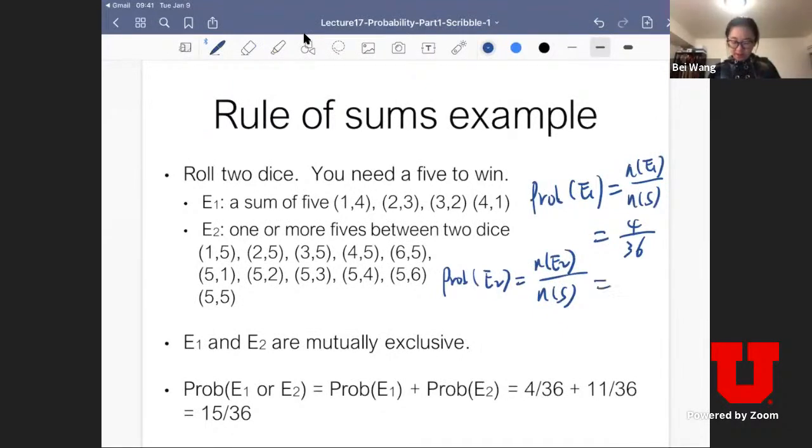And that is 11 over 36. And I can add them together to obtain my final probability.